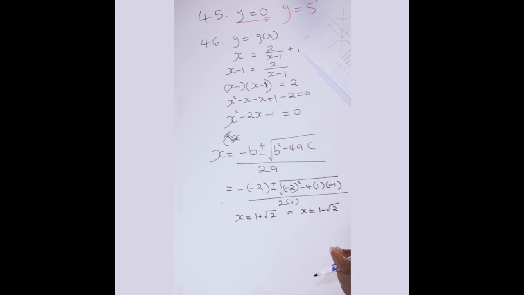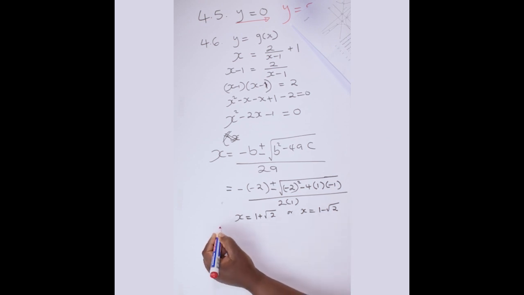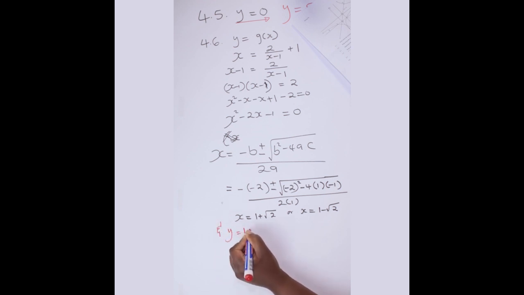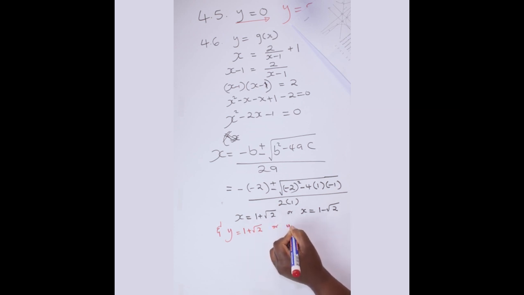Now remember, we are looking for the coordinates of V, and the point V lies on the graph along the line y equals x. That simply means that our y value will be the same as our x value. So we're going to say y is the same as them. In other words, y is equal to 1 plus the square root of 2, or y equals 1 minus the square root of 2.